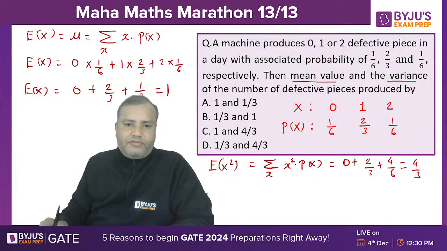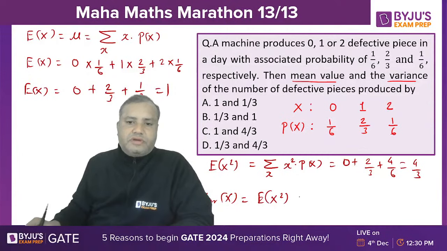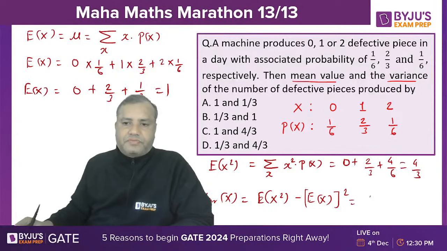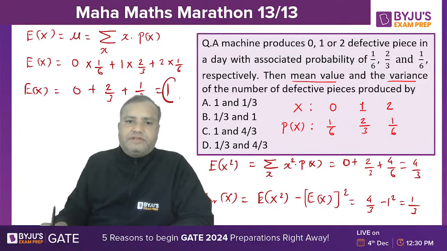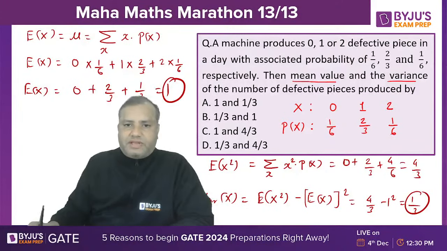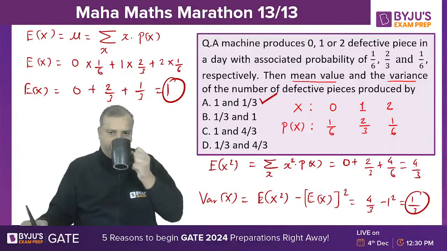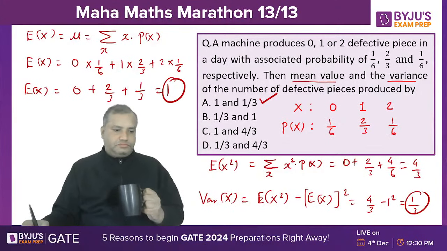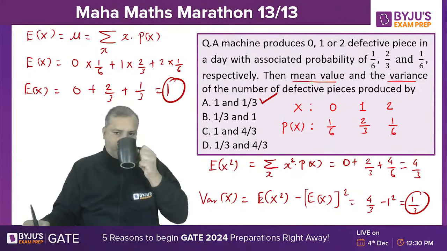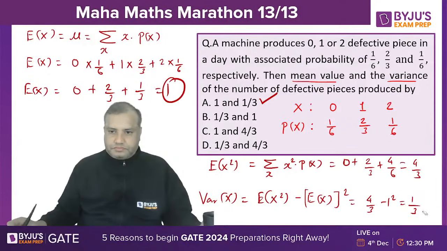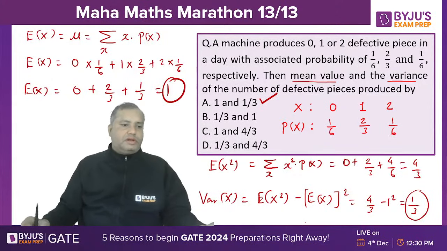How to calculate variance? The formula to calculate variance is expectation x square minus expectation of x whole square. 4 by 3 minus 1 square will be 1 by 3. So mean value is 1 and variance value is 1 by 3. Option A will be the correct answer. Comfortable? Let's move ahead.